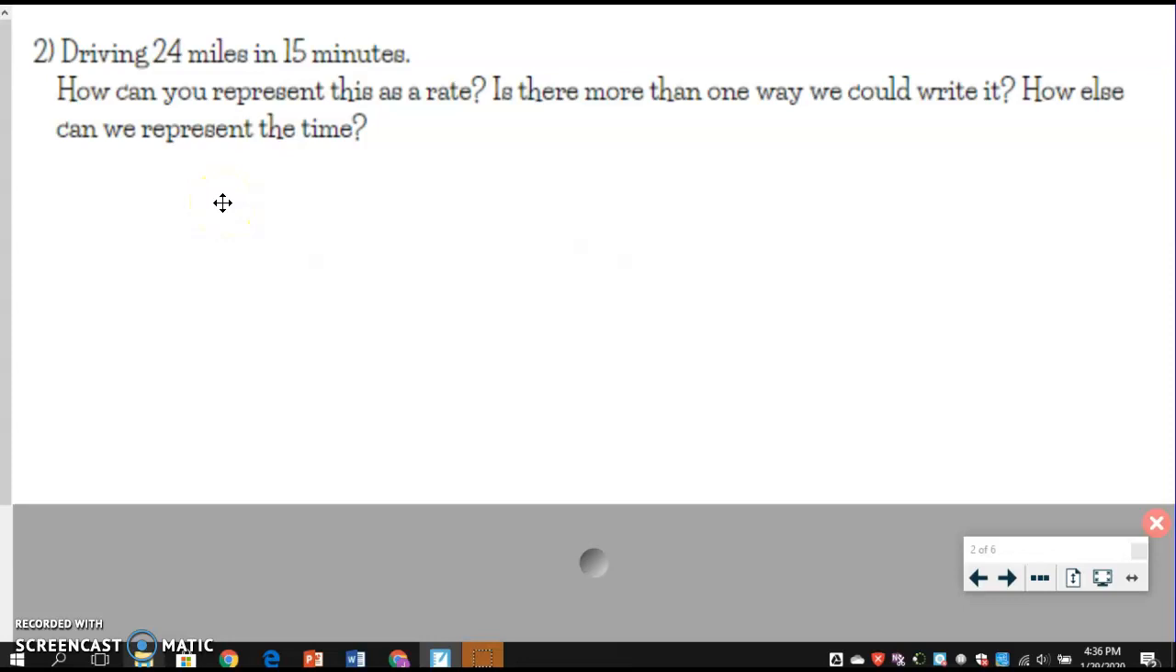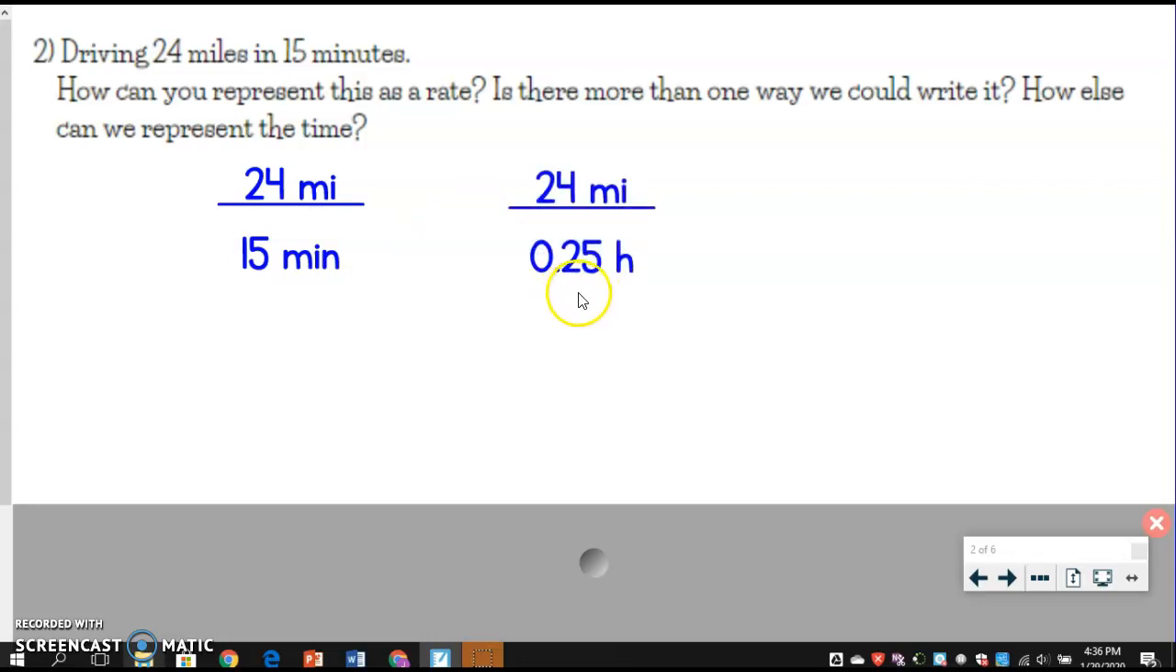So the first way, that's probably the most obvious, is saying 24 miles in 15 minutes, right? That's what they just give us, and we're just writing it as a rate. That is one way to write this. However, we could think of the time in a different way. Instead of thinking 15 minutes, a lot of times we don't say miles per minute. A lot of times we say miles per hour. So I could think of the 15 minutes as a quarter of an hour, right? So 0.25 hours. I could represent that as a decimal, or I can represent it as a fraction. Either one of those is correct.